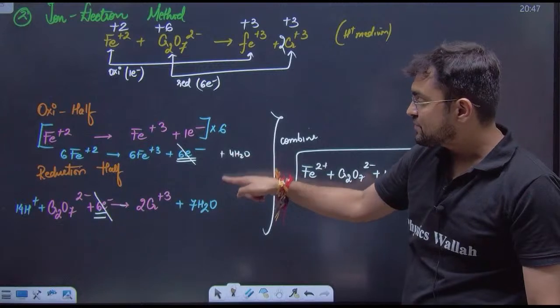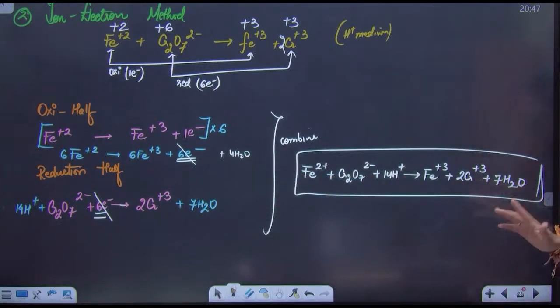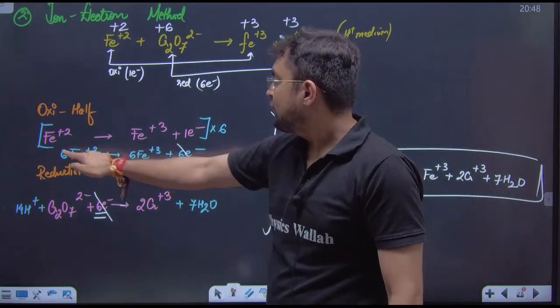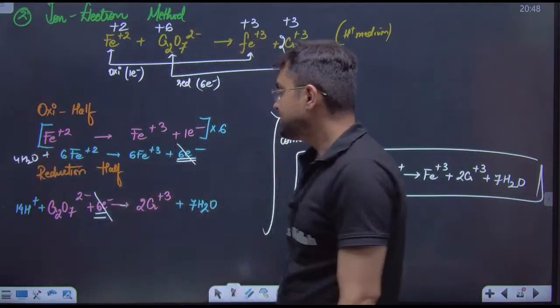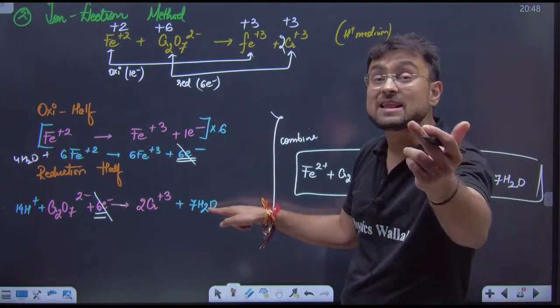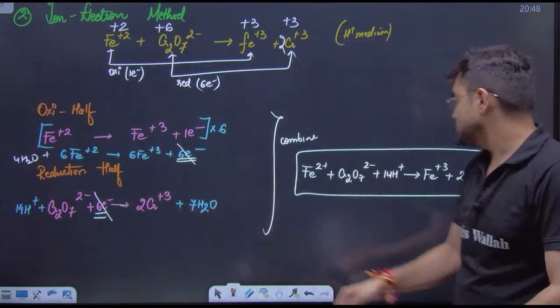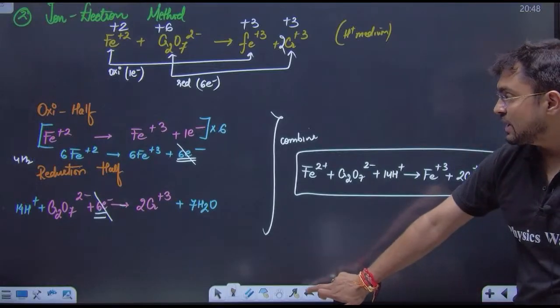So 7 plus 4, 11. So here we will be writing 11 water molecules all together. Or maybe sometimes you will see 4 water molecules here on the reactant side and 7 water molecules on the product side. So we will subtract that because they are on the opposite side. So 4 minus 7, 3. So we will be writing 3 water molecules here. So that is the thing which you have to do.